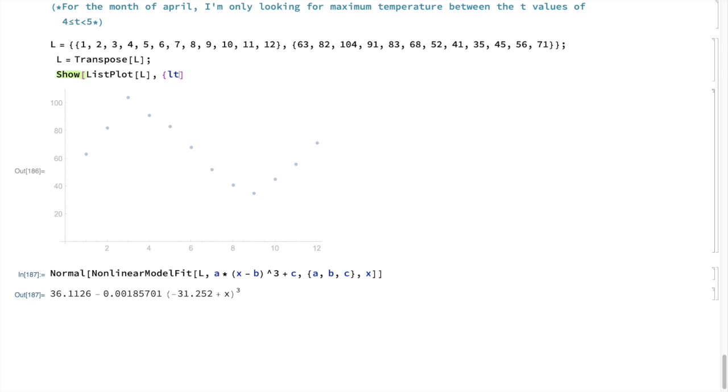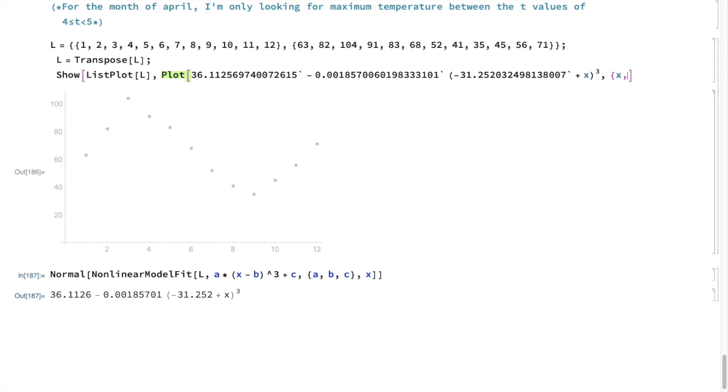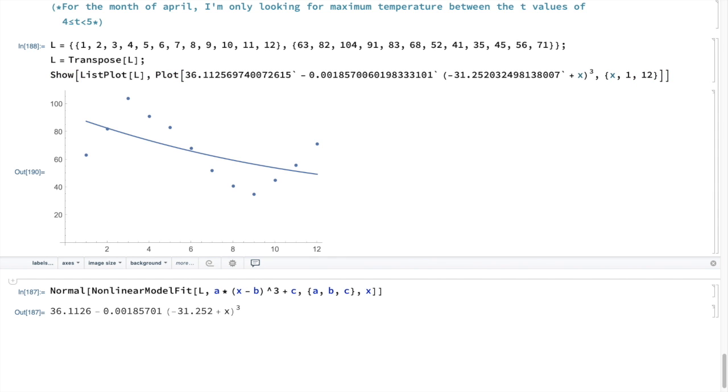Why don't we plot that next to our data, and let's graph this from 1 to 12. Yeah, that doesn't look right. Okay, so what happened here?